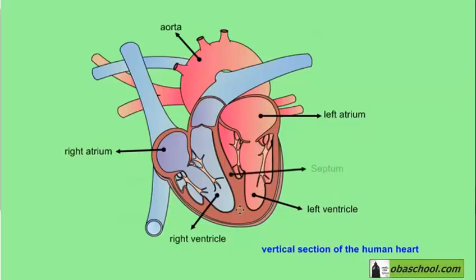Now you can see that there is a divider between the right and the left side of the heart. This is the septum. It divides the right and left sides of the heart. This is the vena cava, specifically the superior vena cava, because we have a vena cava on the bottom. It is the inferior one, and it is right here.